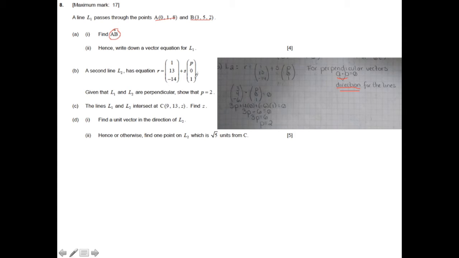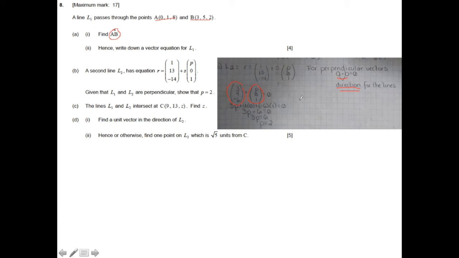All right? So, if I know that L1 is the one that I found in A, because you already have it, and L2 is this one, well, you have the direction of the first one, which is 3, 4, minus 6, and you multiply it times the direction of the second line, which is p, 0, 1, and you know that it has to be equal to 0 because it's telling you that they're perpendicular.